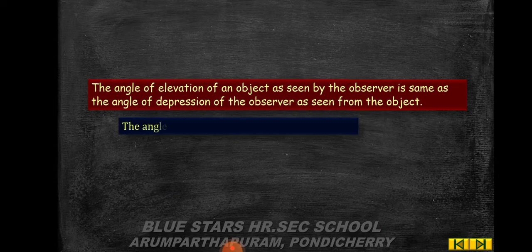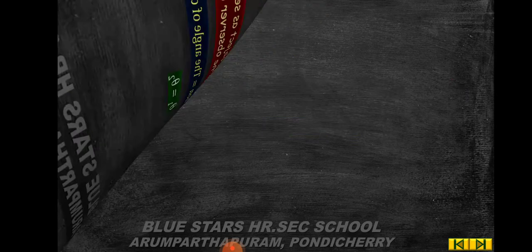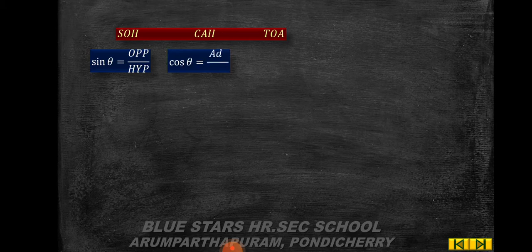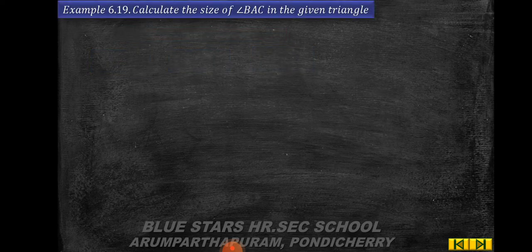So the angle of elevation of an object as seen by the observer is the same as the angle of depression of the observer as seen from the object. That is, the angle of elevation is equal to the angle of depression. That is, theta 1 is equal to theta 2. Sin theta is equal to opposite by hypotenuse. Cos theta is equal to adjacent by hypotenuse and tan theta is equal to opposite by adjacent. So now we are going to the example problems.